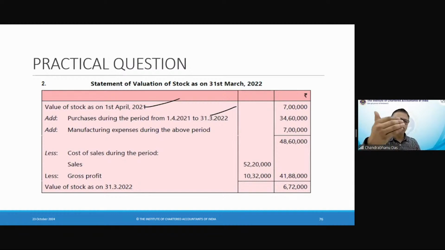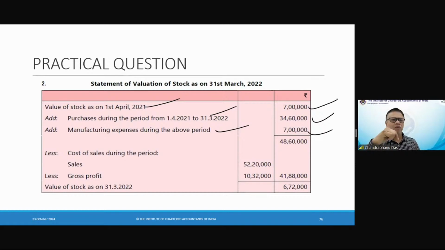So as you're going from the opening stock towards the closing stock, you add the purchases. So I added the purchases. Now when you add the purchases given, 34 lakh 60, you also add the manufacturing expenses, and the total value you get is 48 lakhs 60,000.